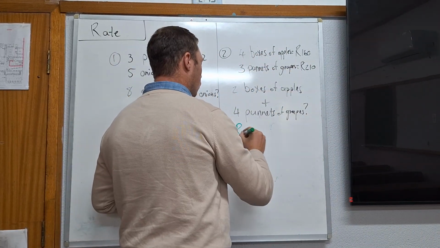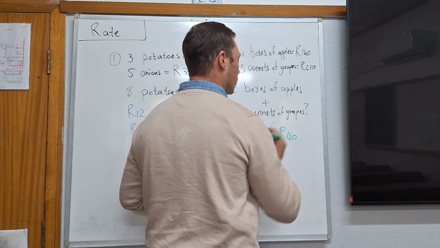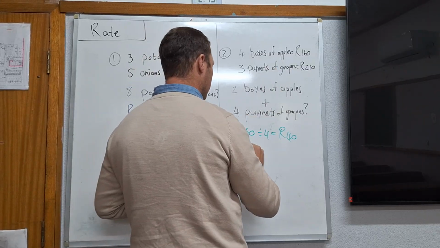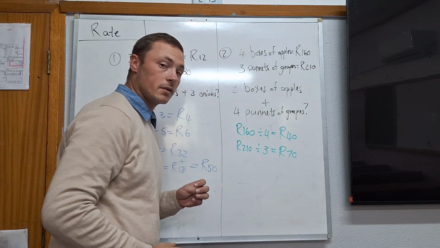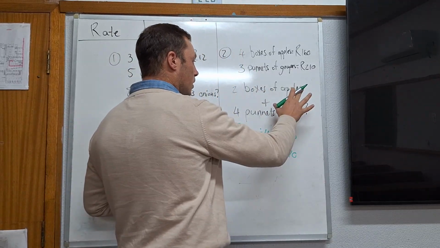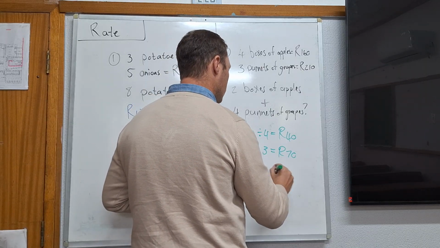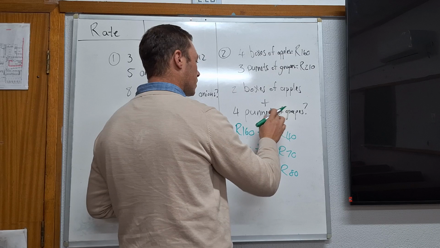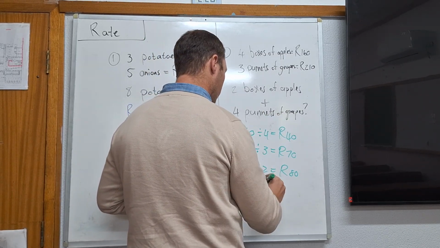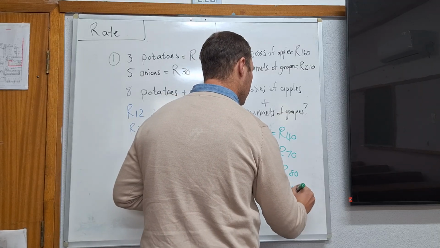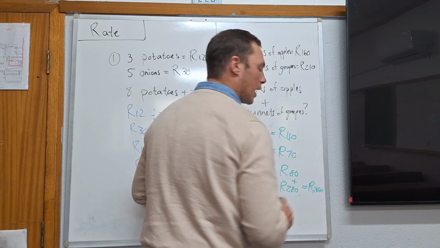So we're going to say 160 rand divided by 4 equals 40 rand for a box of apples. And we take the 210 rand and divide it by 3. So it's 70 rand for a punnet of grapes. To get to my total amount that I bought at the farmer's market, I'm going to say 40 rand times 2 is 80 rand for my apples. And then 70 rand times 4 for my grapes is 280 rand. If I add those together, my total would be 360 rand.